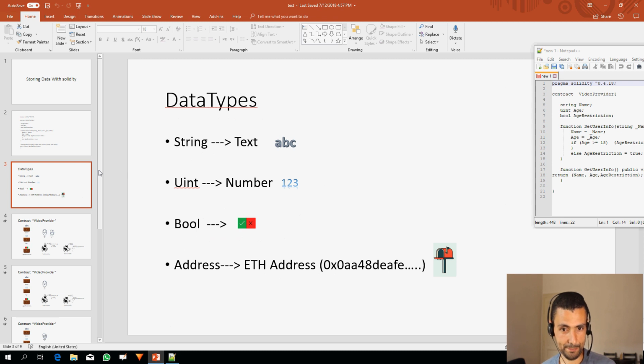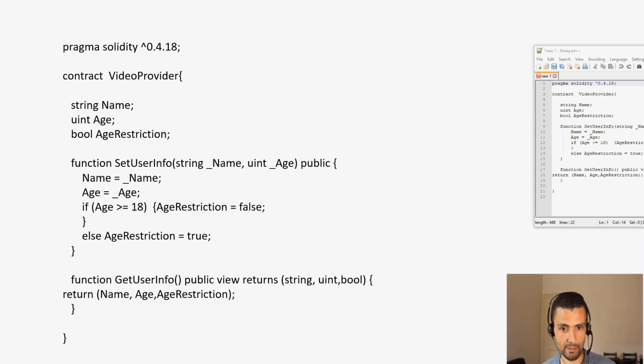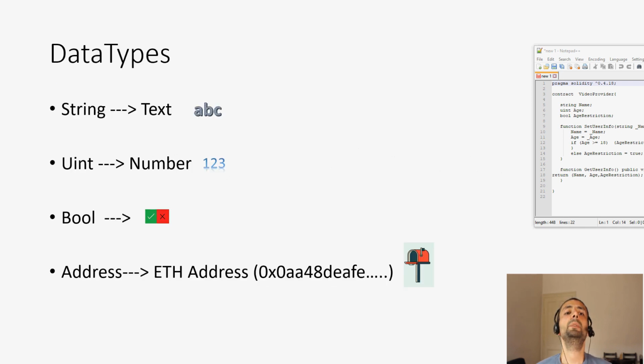Before we start, I'll make this full screen. So before we start, I'd like to clarify a very important thing in Solidity and also in every other programming language. Data types. Data types are, think of them as drawers, special drawers where you can put a specific type of information inside of them.